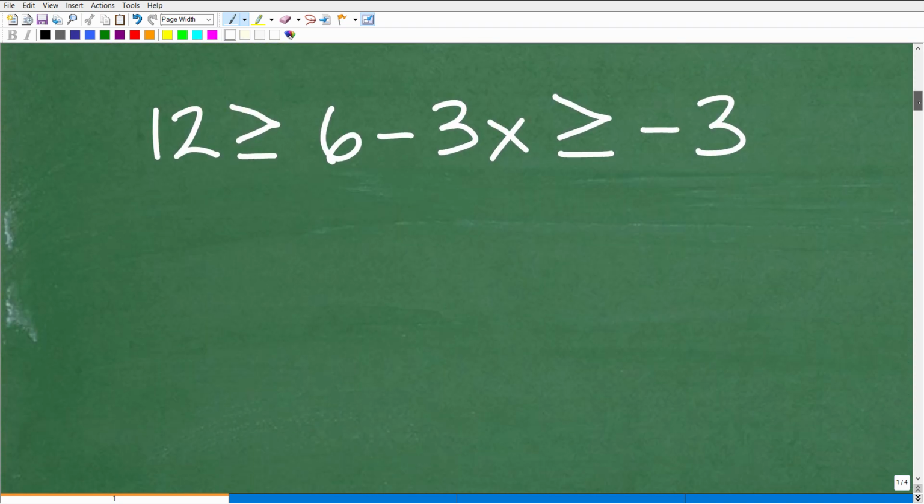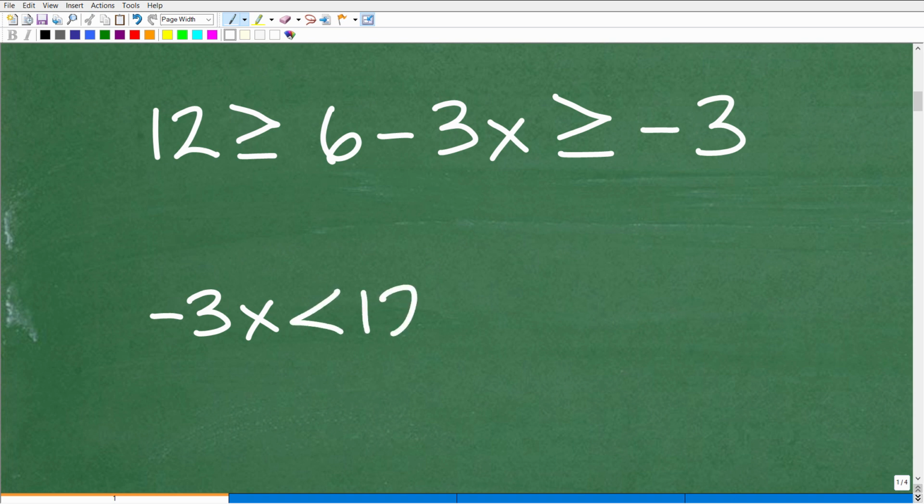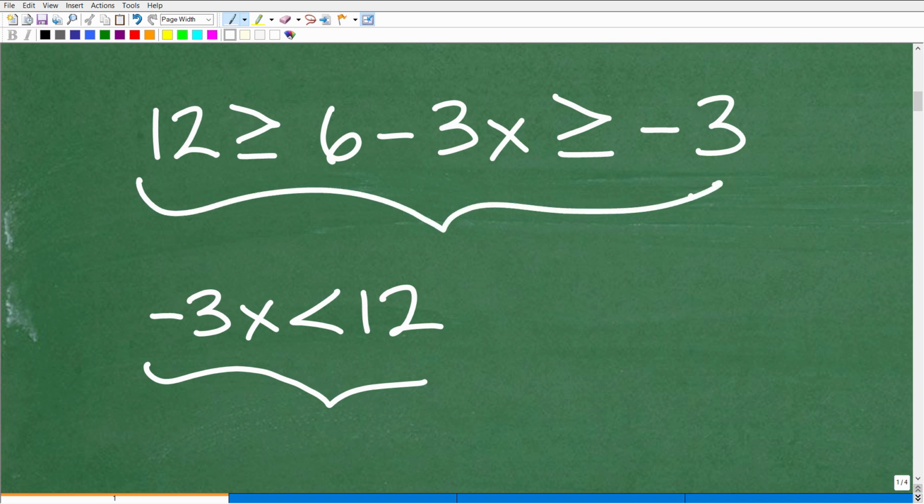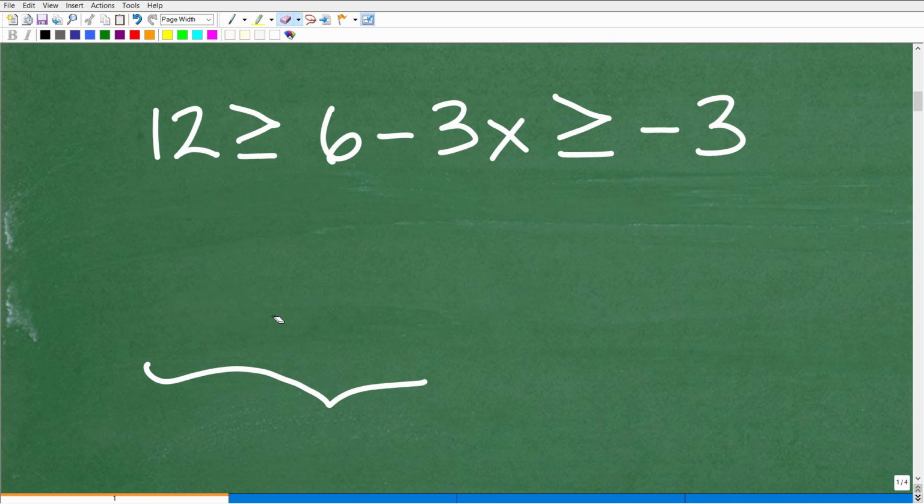And first of all, if you can't solve a basic inequality like this, let's say 3x is less than 12, then if you don't know what to do here, you're certainly not going to know what to do right here. So this is what we call a linear inequality, just a basic linear inequality. This is a compound inequality because we have two inequality symbols, okay?